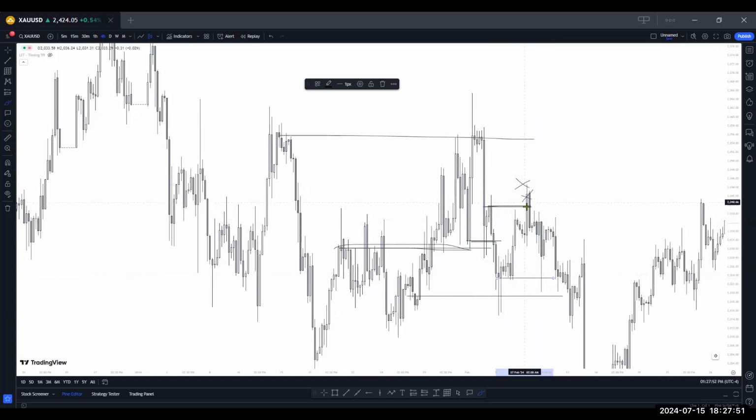Price always comes to the extreme after storyline confirmation. Let's come to the extreme or to the nearest strong levels. So price comes, our bearish storyline is confirmed by this breakout, then price comes.